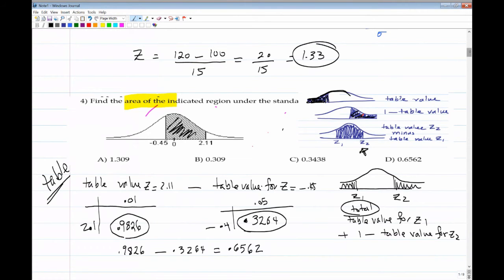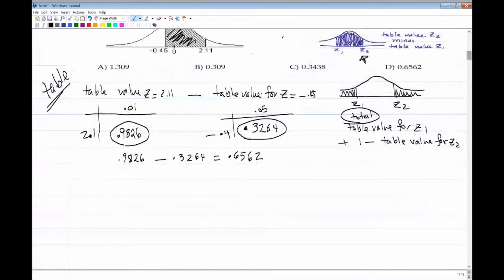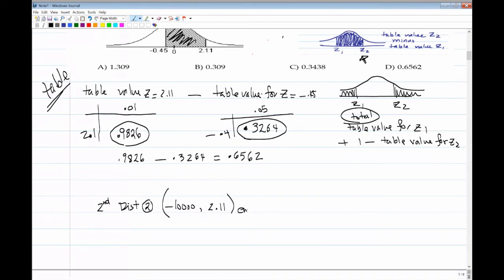Now if you're using the calculator, which is the TI-83, you can click on second, distribution, and then it will open a parenthesis for you. First you click on number 2 and you open parenthesis, you type negative 10,000. Usually we type negative 10,000 because we need 4 decimal places, and then I'll type 2.11, and when you hit enter, it will give you the first value. Then do the same thing with the second distribution, number 2, for the second value, and that should give you this.